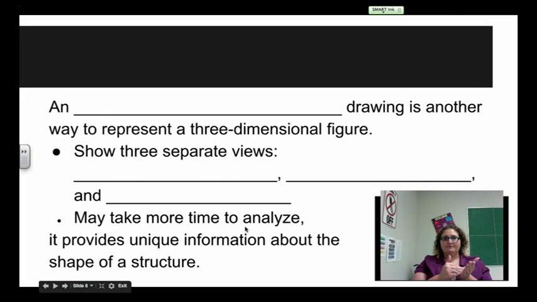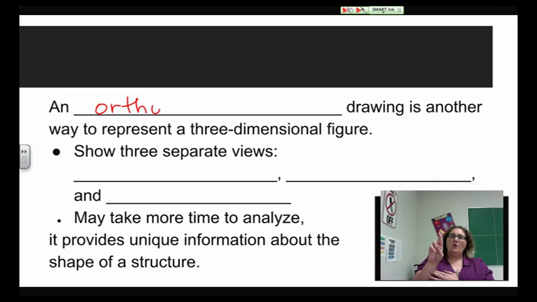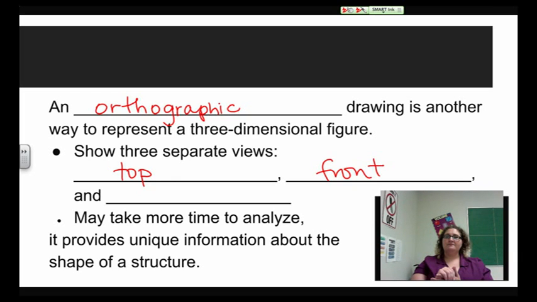An orthographic drawing is another way to represent a three-dimensional figure. It shows the top, front, and right side view. It may take more time to analyze. It provides unique information about the shape and structure.